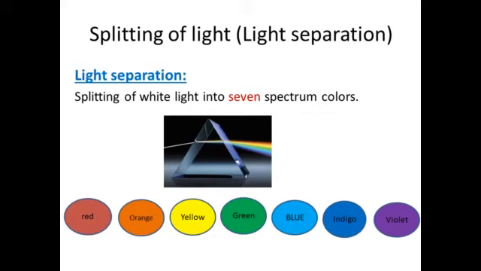This phenomenon occurs in nature when sunlight passes through water drops during rainfall, forming a rainbow. So, the rainbow phenomenon occurs when sunlight passes through water droplets which act as a prism that separates white light into 7 spectrum colors.